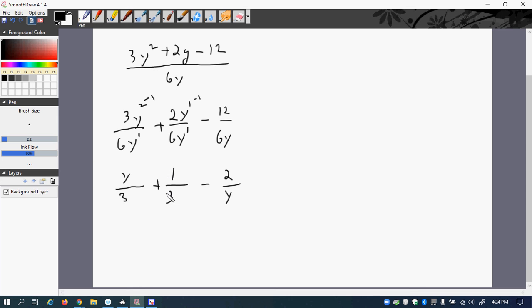y over 3 plus 1/3 minus 2 over y. So it gives you a good idea of how these problems play out. And we'll do some more in the next section.